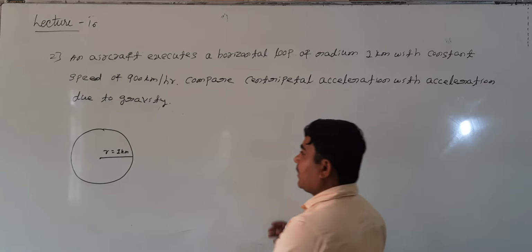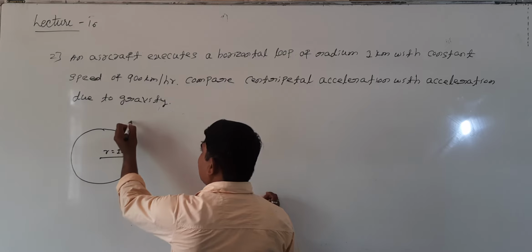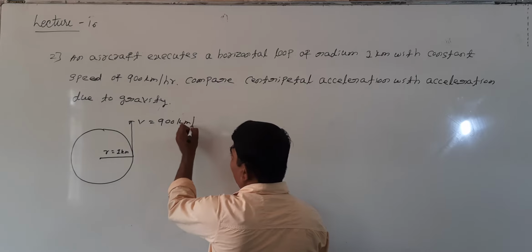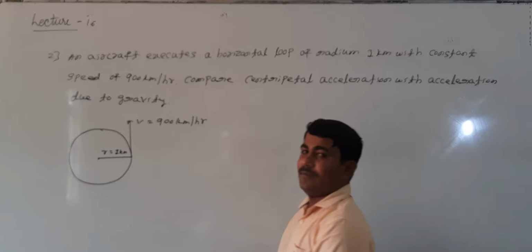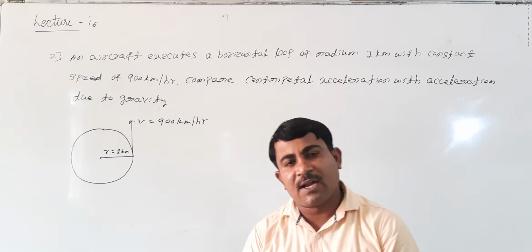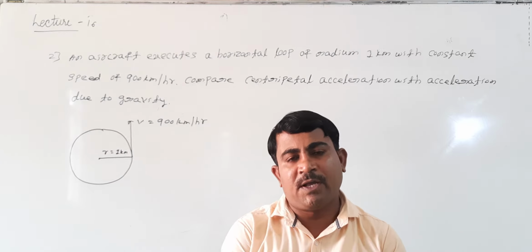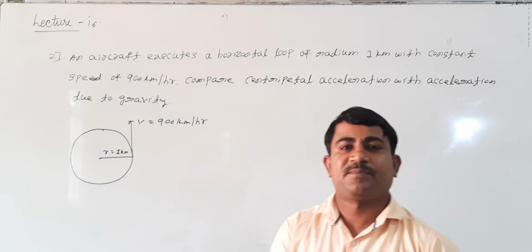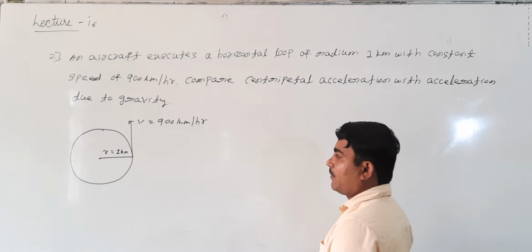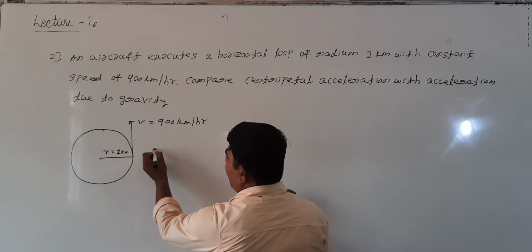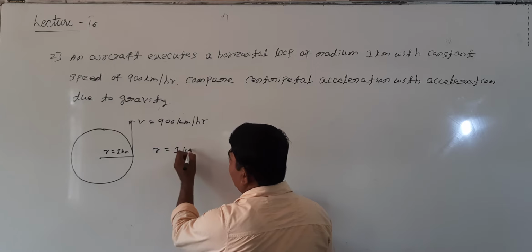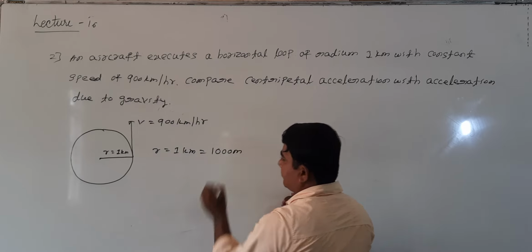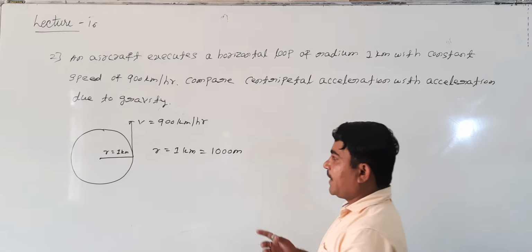With the linear speed, v equal to 900 kilometer per hour. What we need? We need the centripetal acceleration, and we have to compare the magnitude of the centripetal acceleration with acceleration due to gravity. What are the given values? R is given, 1 kilometer. 1 kilometer means 1000 meter. Right. Linear speed is given.